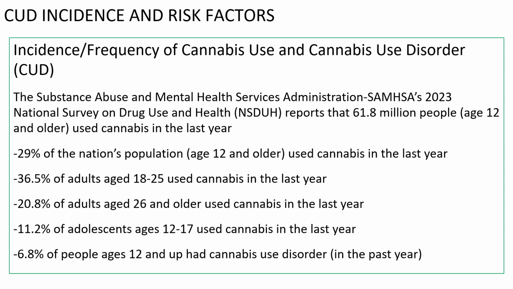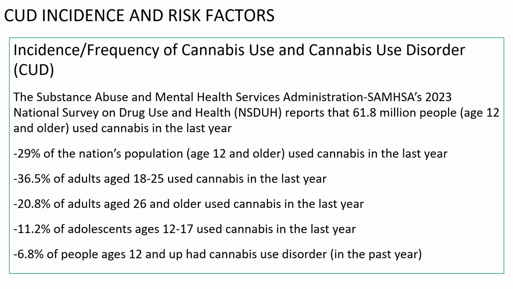The incidence or frequency of cannabis use and cannabis use disorder. The Substance Abuse and Mental Health Services Administration's 2023 National Survey on Drug Use and Health reports that 61 million people aged 12 and older used cannabis in the last year. 29% of the nation's population used cannabis in the last year.